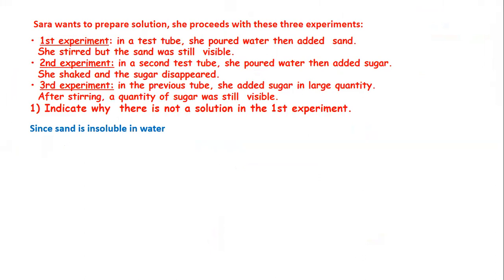The first experiment, in the test tube, she poured water then added sand. She stirred, but the sand was still visible. In the second experiment, in a second test tube, she poured water, then added sugar. She shook and the sugar disappeared.